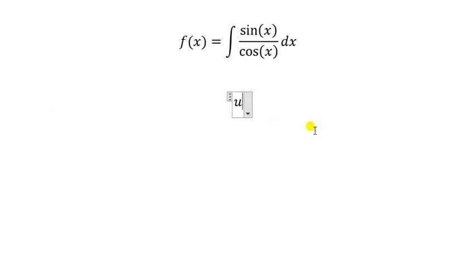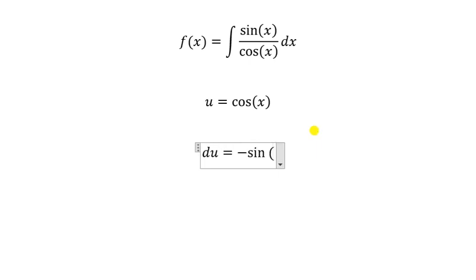So the idea of substitution is to substitute, as its name says, an inner function of a composite function for u, and also the derivative of u into the integral, so it is easier for us to find its integral. In this case, u is going to be cos of x. Right? So we can now find its derivative. The derivative of cos of x: du equals minus sin of x dx.